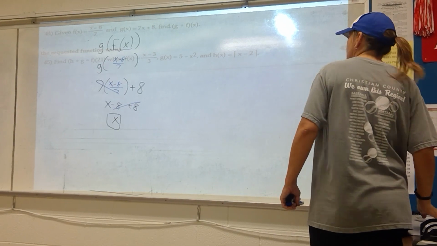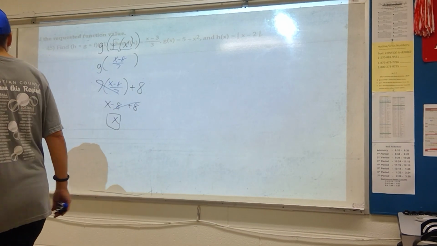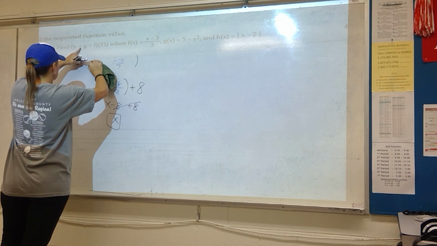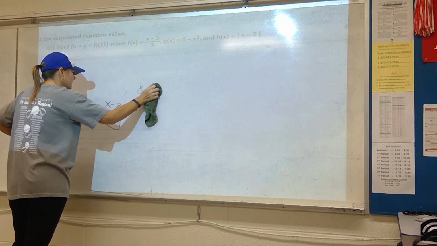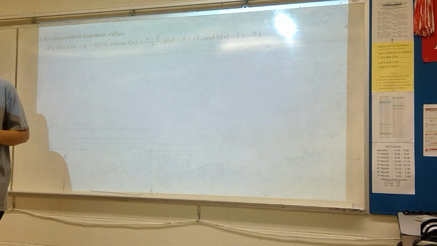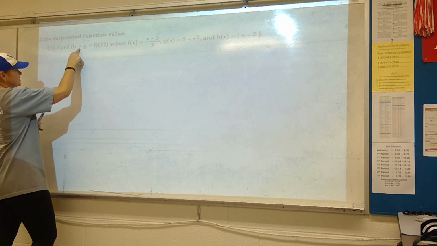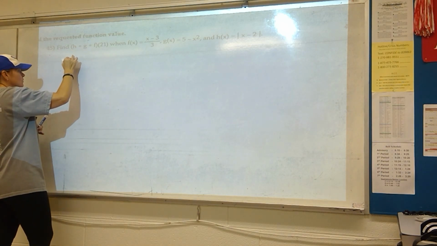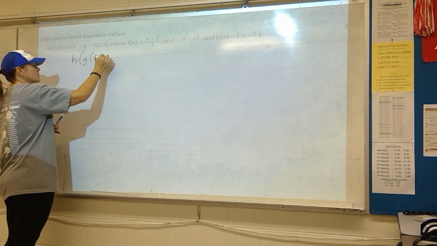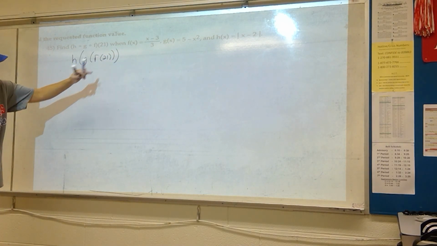Okay, this one looks more fun. Now, don't be overwhelmed. This is a composition of 3 functions because it says find h of g of f of 21. Here's the good thing. There's a number, so a number means we're going to get a number answer. So before we try to work on this, let's rewrite h of g of f of 21. This is really the h of g of f of 21.